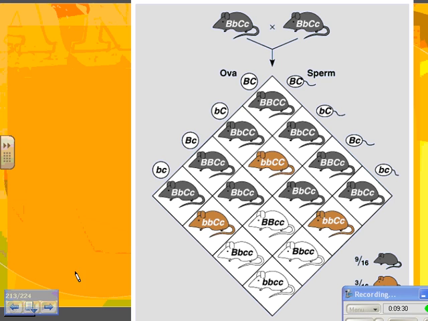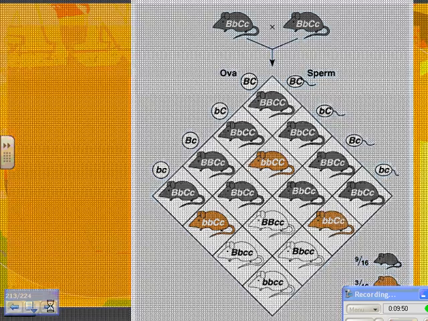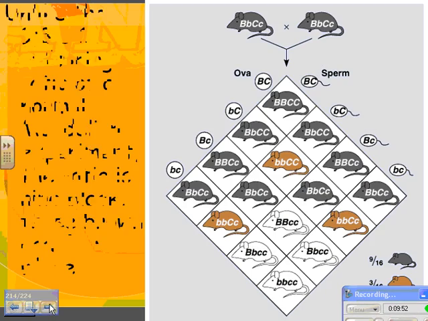So let's look at that. Both of them can make a big B, big C, then a little b, big C, big B, little c, and little b, little c. So these two black mice, you would think it wouldn't be like this, but they can actually make a bunch of black babies, a couple of brown babies, or some white babies. So it's a little bit different from what we've seen before.